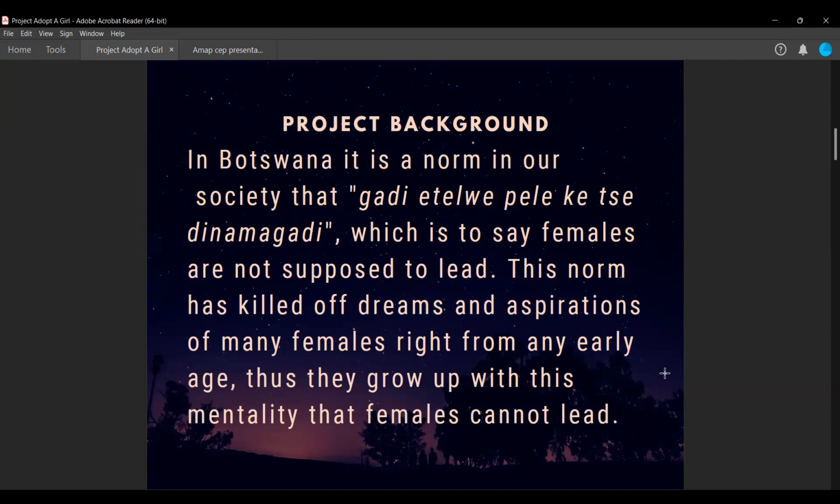So in Botswana, it is a norm in our society that females are not to lead or cannot be in a position to lead, to be in authority and stuff like that. And this norm has killed off the dreams of many young girls, many young females, from an early age, because they grow up with this mentality that they cannot grow, they cannot lead, or they cannot be in any position to be leaders, to be authority, or just to be powerhouses. So they just grow up knowing that, you know what, I'm just gonna be a follower. I follow, I don't lead.